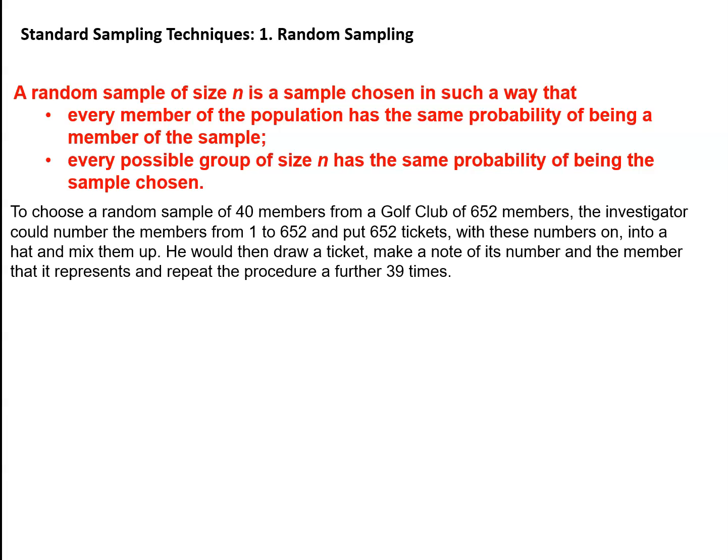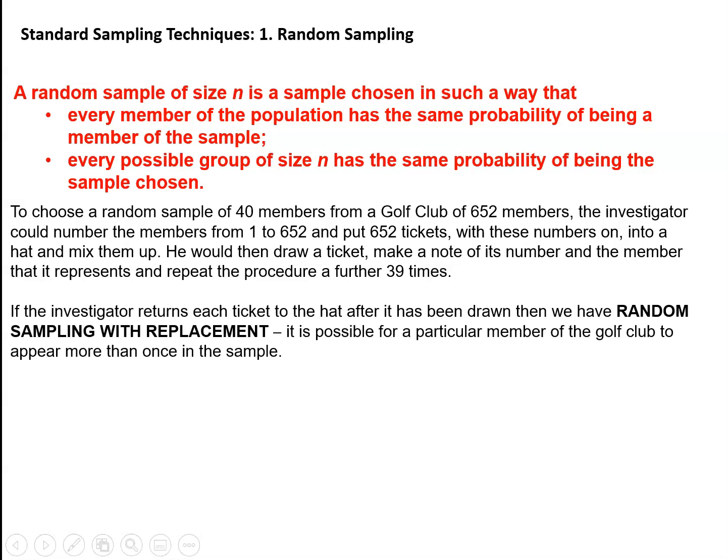Now, to choose a random sample of 40 members from a golf club of 652 members, the investigator could number the members from 1 to 652 from the list of members and put 652 tickets with these numbers on into a hat, mix them all up, draw a ticket, make a note of its number and the member that it represents, and then repeat the procedure a further 39 times. It's certainly a perfectly fair process to obtain a random sample.